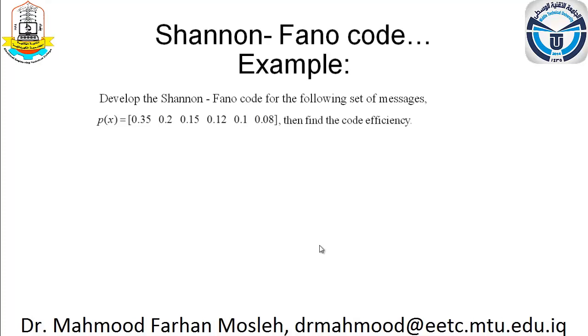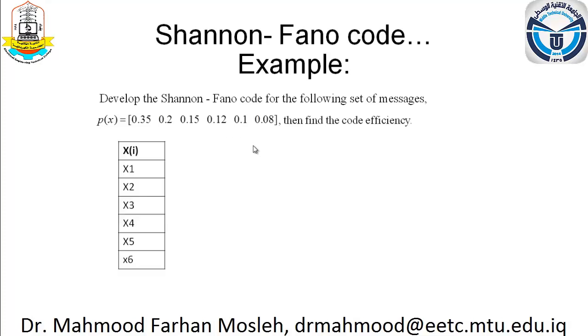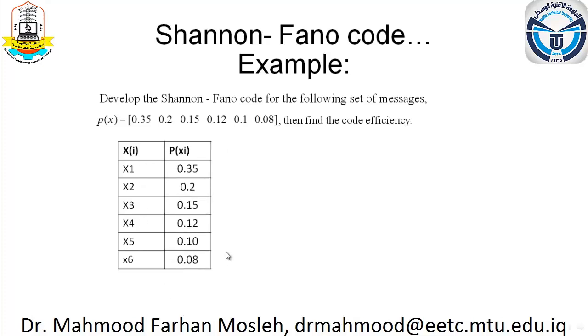For example, we have six probabilities, which are 0.35, 0.21, 0.15, 0.12, 0.1, 0.08. The first step is to name the symbols from x1 to x6. The second step is to arrange the probabilities from high to low, as we see. We start with 0.35 and reach 0.08.